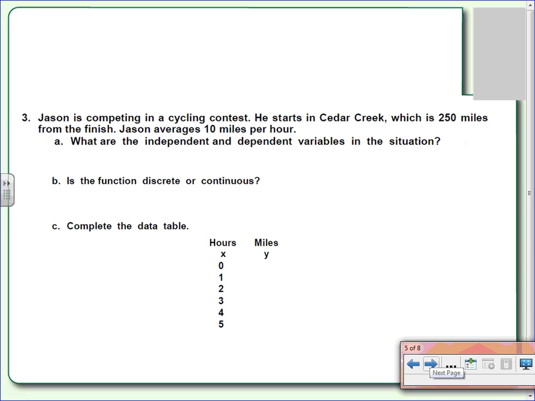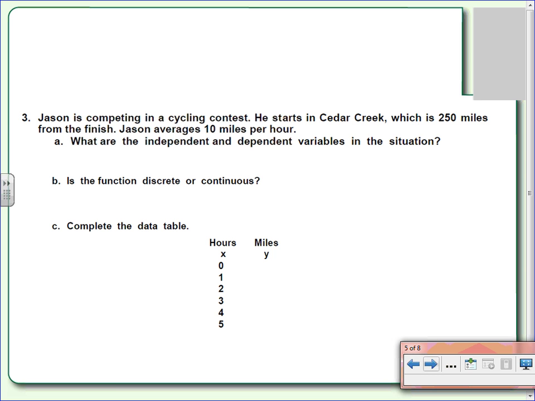Number 3 says Jason competed in a cycling contest. He starts at Cedar Creek, which is 250 miles from the finish line. Jason's average speed is 10 miles per hour. So that's how fast he goes. Every hour, he goes 10 miles. So after 1 hour, he's traveled 10 miles. After 2 hours, how far has he gone? 20 miles. After 3 hours, he's gone 30, and so on and so on. Okay, so that's what we're saying here.